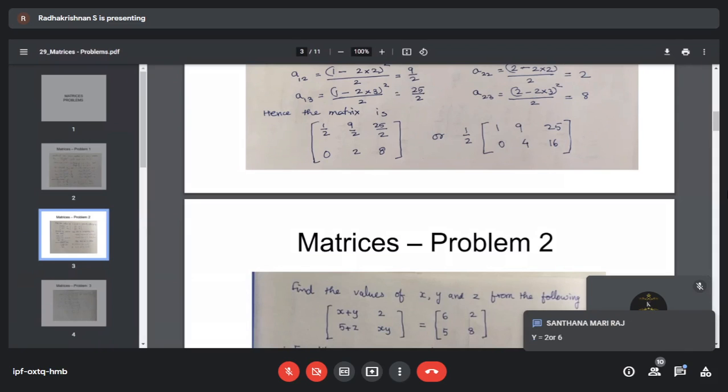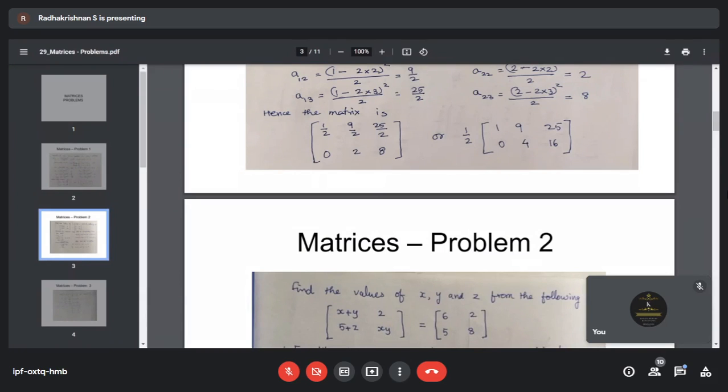Kalayarasan, did you do it? Santana Mary Raj has done it: x equal to 2 or 4, y equal to 2 or 6. Okay, I'll show the solution in a bit. I don't remember the final answer.